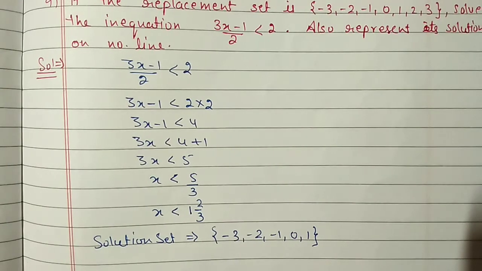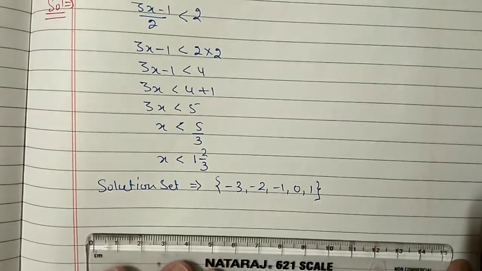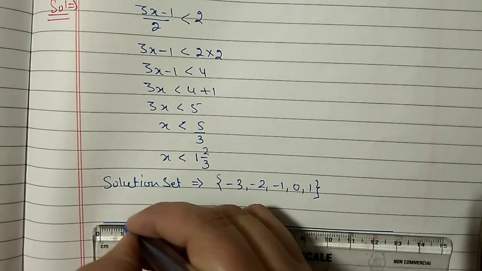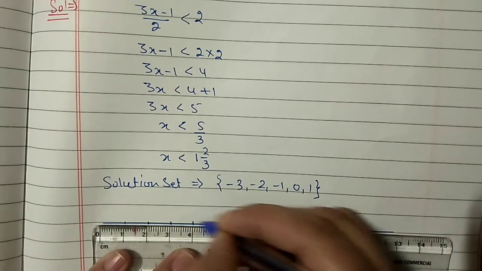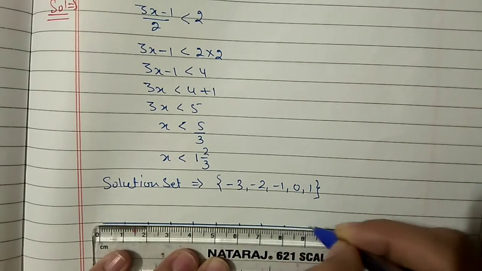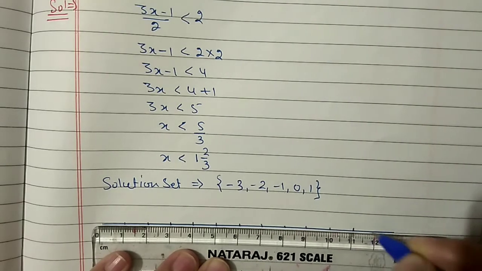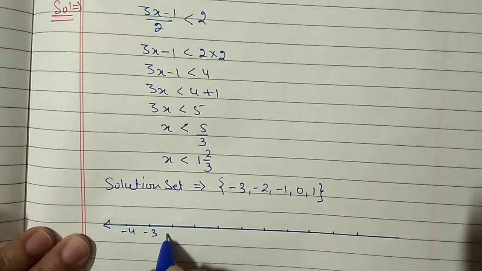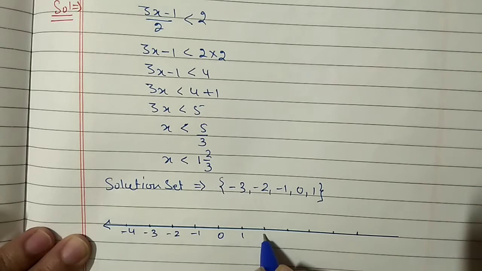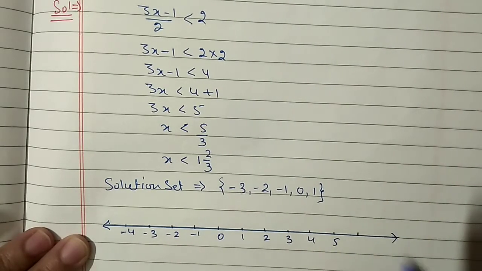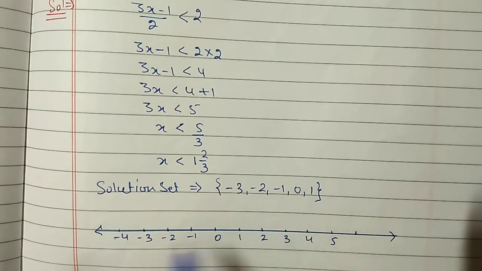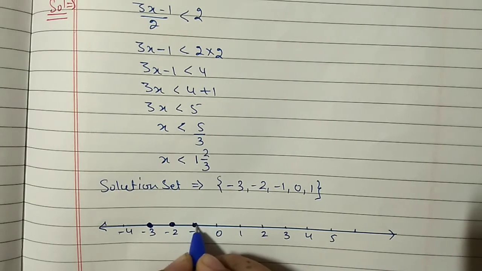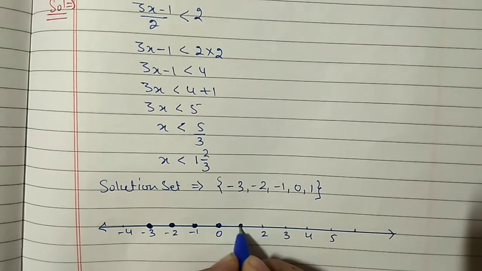Now these numbers we have to represent on number line. So first draw one line. Mark equal distance with the help of a scale. Then mark points here, minus 4, minus 3, minus 2, minus 1, 0, 1, 2, 3, 4, 5, and represent only these numbers which are in solution set. So minus 3, minus 2, minus 1, 0 and 1.